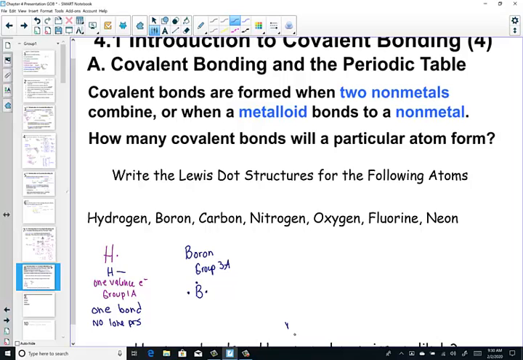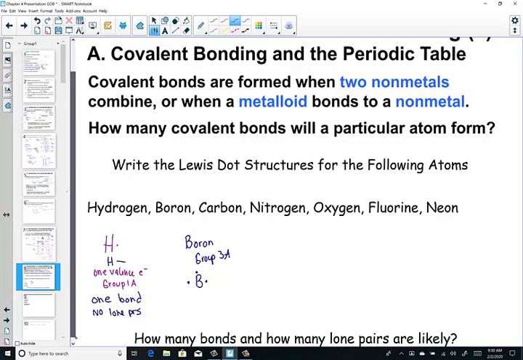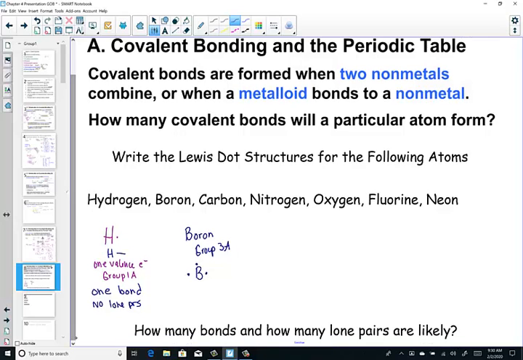Alrighty. With its 3 dots, how many would boron like to have? How many bonds and lone pairs are likely? Well, boron with its 3 dots only has room for 3 bonds. And when I draw that out, thinking about what it would look like, its 3 bonds will end up looking like an equilateral triangle when we add in VSEPR theory, the molecular geometry. 3 bonds and no dots. Well, I'll put no lone pairs.